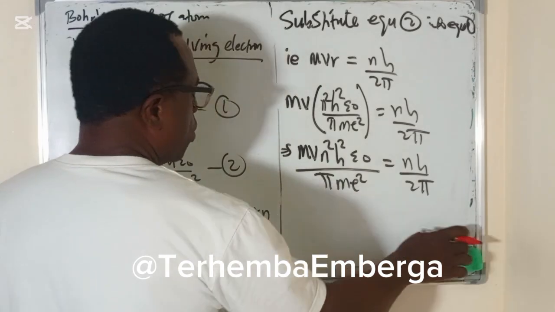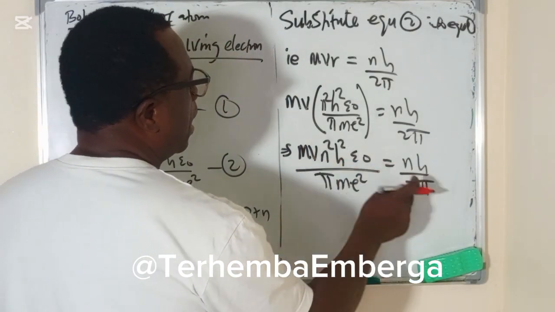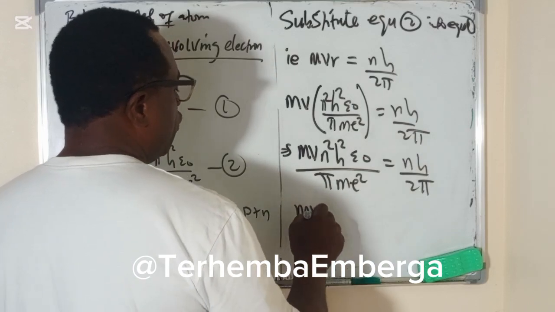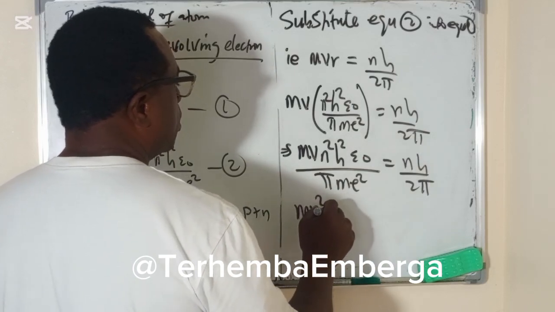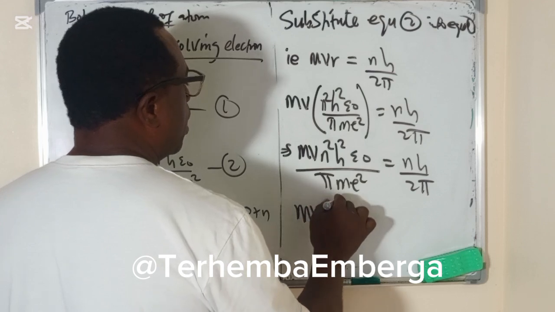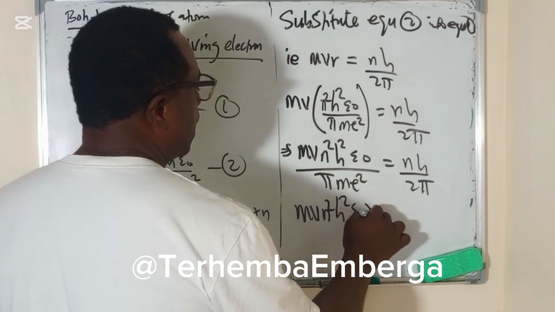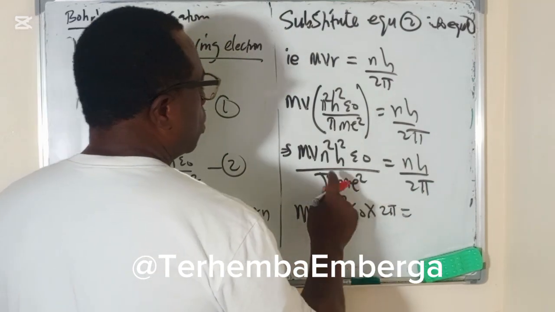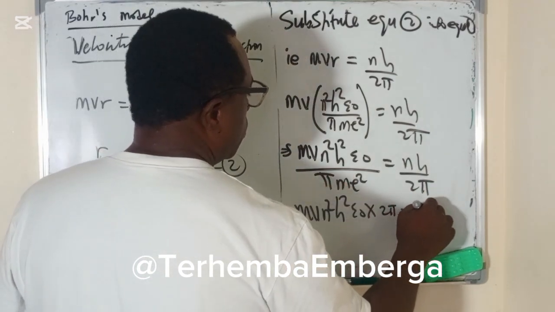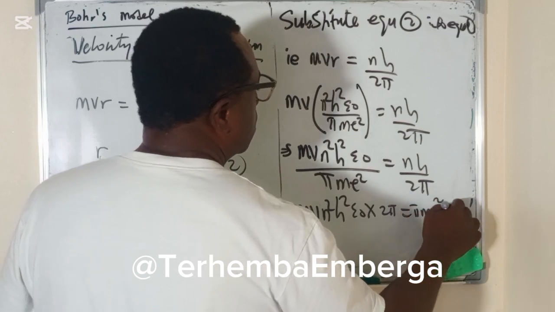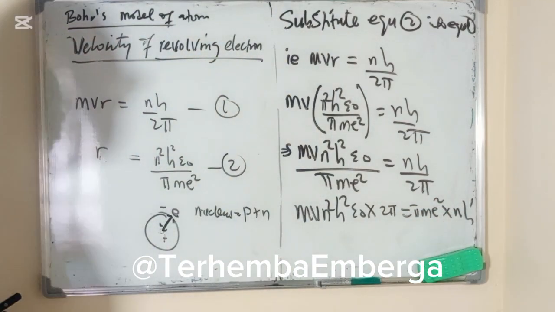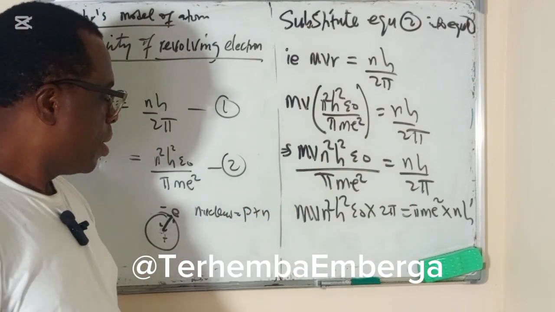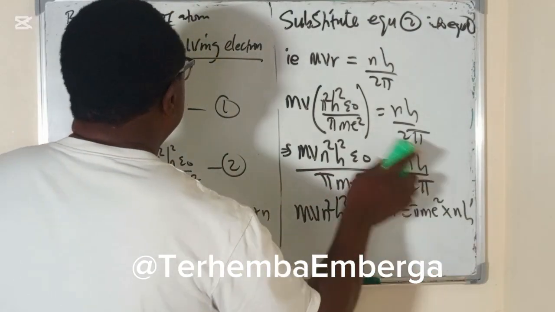So we now cross multiply. We multiply this by this and this quantity by this. So we have mv n square h square epsilon naught times 2 pi equal to pi m e square times nh. We have not done something abstract here. It's a normal cross multiplication. So what do we do next?